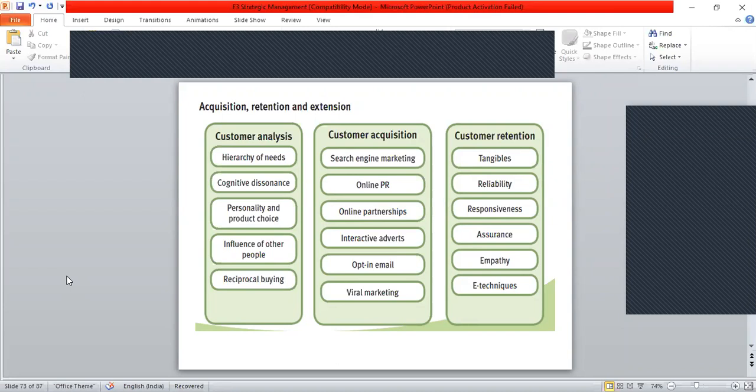After that, the customer acquisition. Okay, the first one talks about search engine marketing. What is search engine marketing?